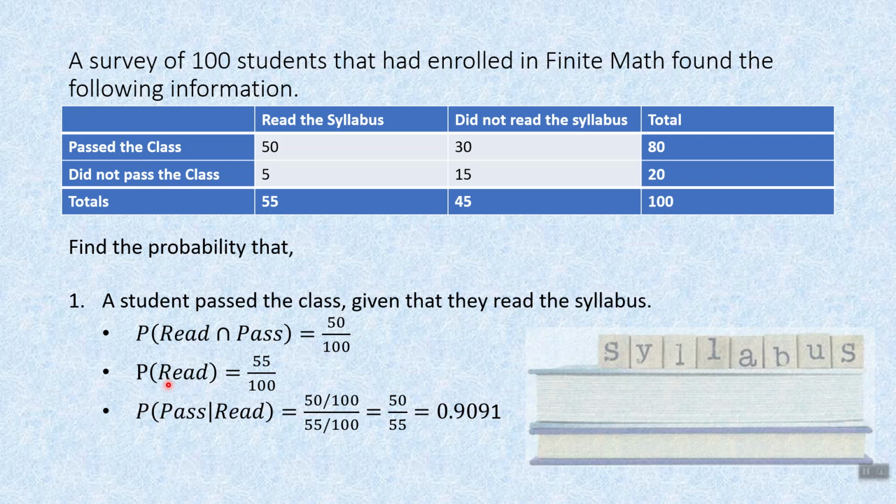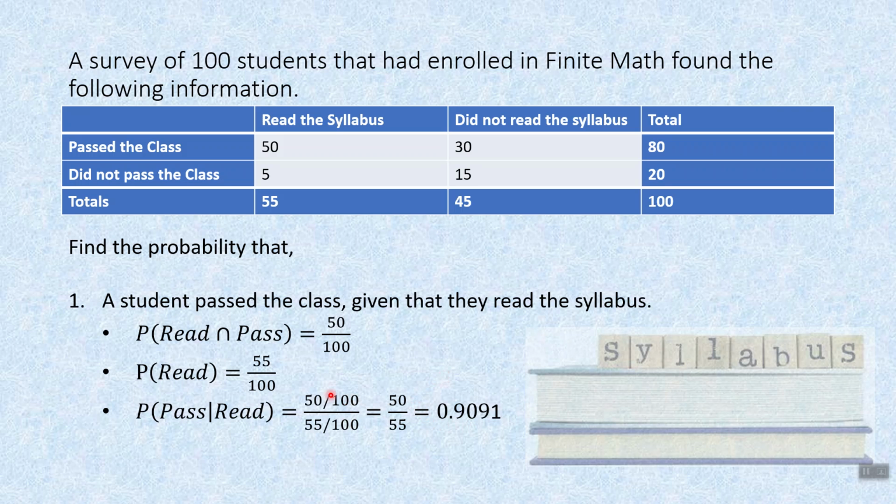Given that they read the syllabus, that has 55 out of 100. So the probability is 55 out of 100. Now we can put it together. The probability that someone passed the class, given that they read the syllabus, is 50 over 100 divided by 55 over 100. Notice those 100s are going to cancel out, and so we'll have 50 over 55, which is like a 90% chance that they passed the class if they read the syllabus. I'm just saying, read the syllabus.